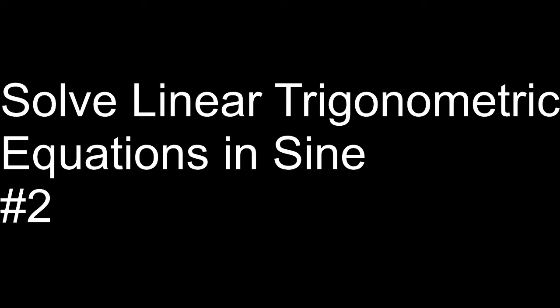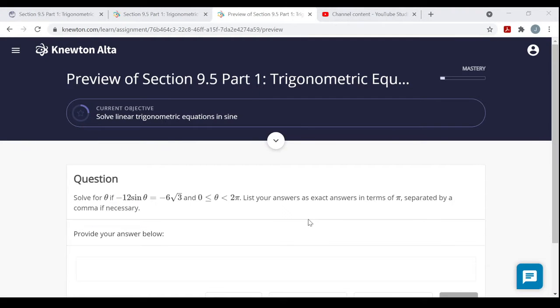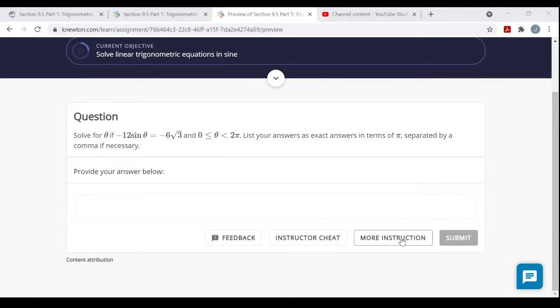This video is on the objective solve linear trigonometric equations in sine. And this is the second video on this objective, so hopefully you've watched the first one. I'm just going to get into it. So again, if you want to see more about the topic, what they have to say about it, click on more instruction. Look at their videos, their notes, their examples, and hopefully those help you out.